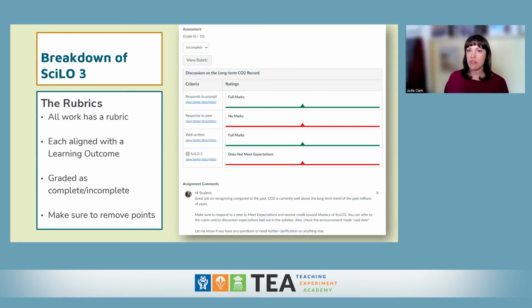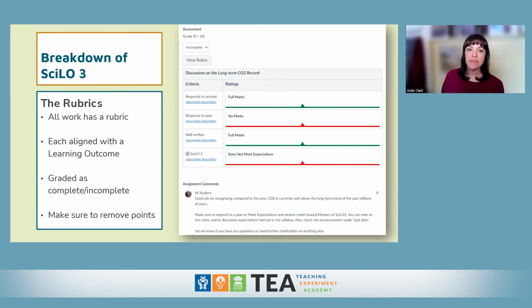So if we break this down, we see that the student rubric here, the student is required to respond to a prompt, respond to a peer, and then is it generally well written? And so if all of these have full marks, then they meet the requirement and they meet expectations. So this person did not. So I've written to the student letting them know what they did well and that they still need to respond to a peer to meet expectations. I let them know that they can reach out to me on their journey toward mastery with any questions or concerns that they have.